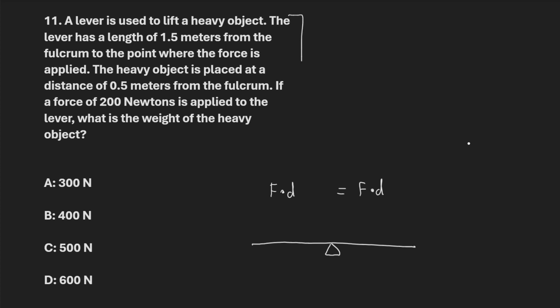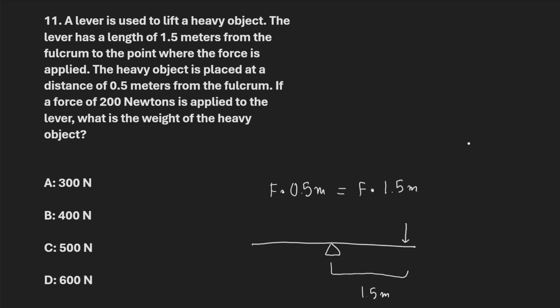Because usually the wording on this question is kind of long and complicated. So it says the lever has a length of 1.5 meters from the fulcrum to the point where the force is applied. So 1.5 meters this way. So the first distance is 1.5 meters. We're applying a force here, 1.5 meters away, right? And the heavy object is placed at a distance of 0.5 meters away from the fulcrum. So the distance on this one is 0.5.